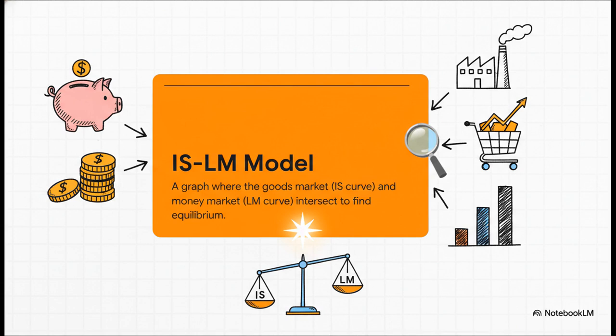You've got two main parts. The IS curve, that's all about the goods market. Think of it as the place where investment equals saving. Then you've got the LM curve. That's the money market, where the demand for liquidity, cash, equals the money supply. And the magic happens right where they cross. That's our sweet spot, the point of equilibrium.